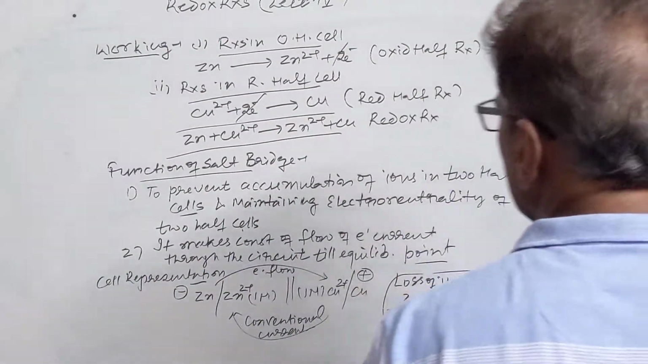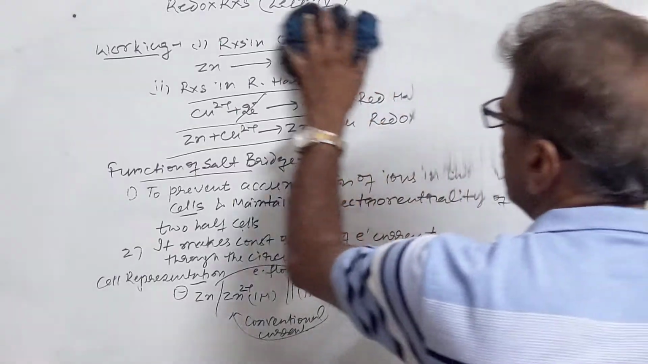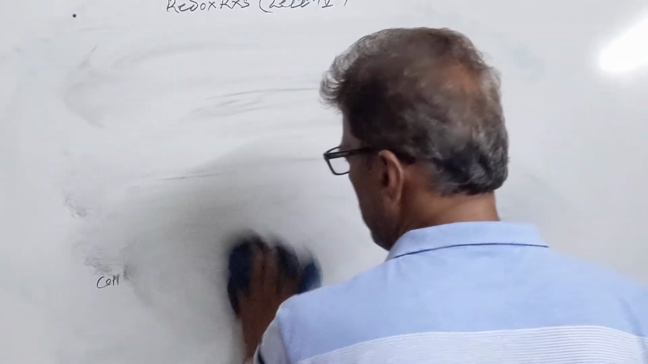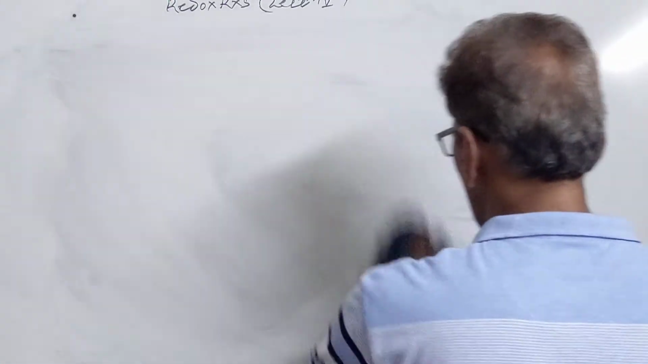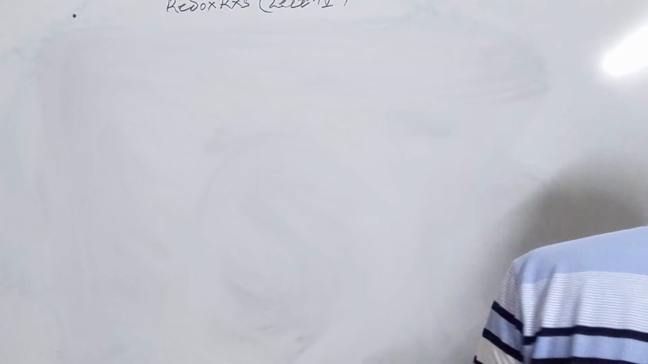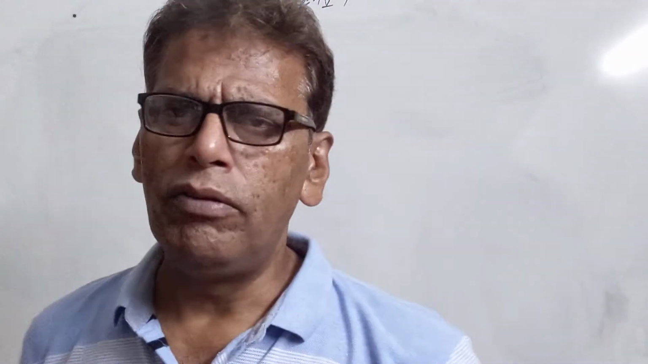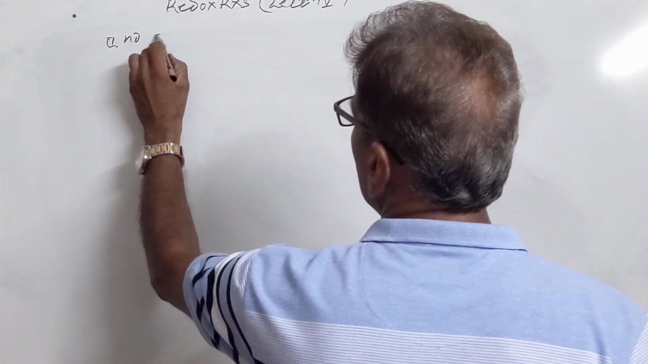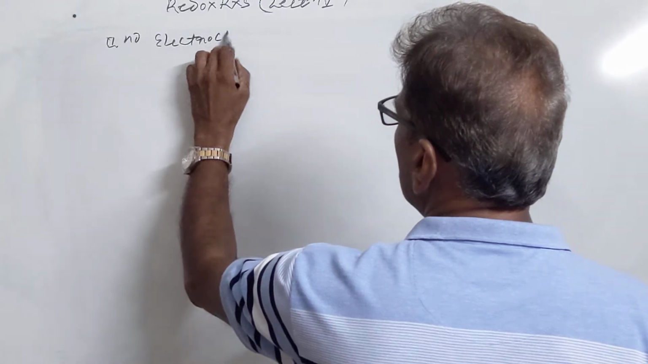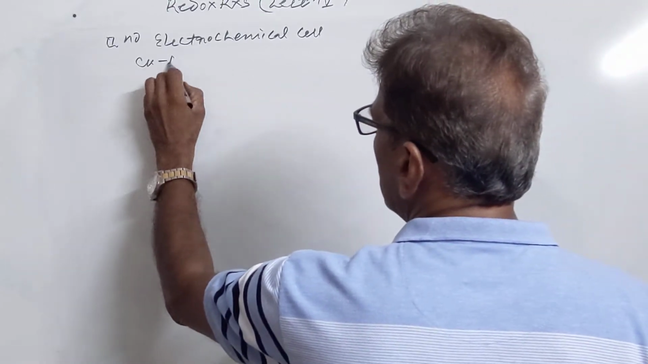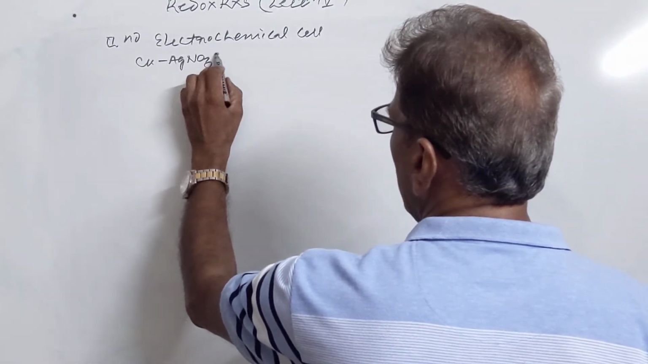Then we have the second electrochemical cell, that is called the copper silver nitrate cell. This cell is also similar to the first cell, zinc copper sulfate electrochemical cell, except in place of zinc we will be having copper rod dipped in copper sulfate solution, and in place of copper we will be having silver rod dipped in 1 molar silver nitrate solution. So second cell, this is copper silver nitrate solution electrochemical cell.